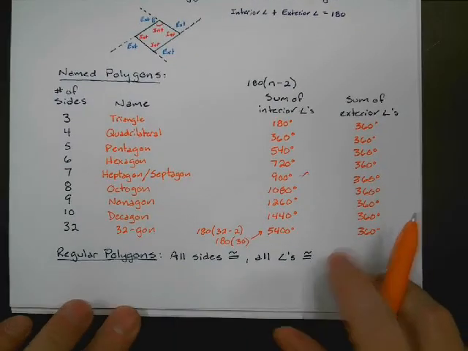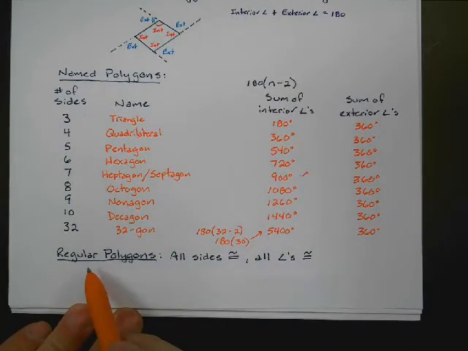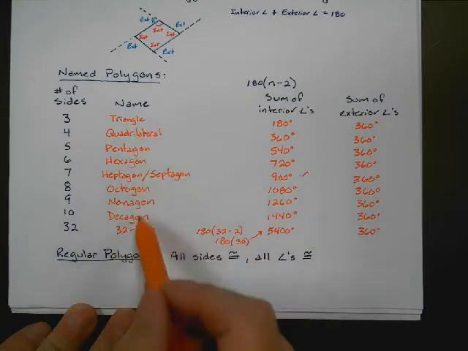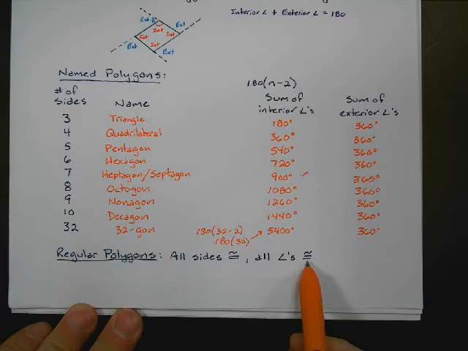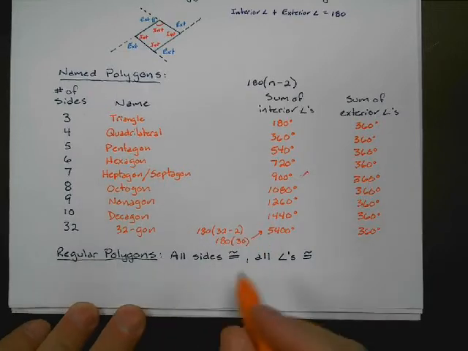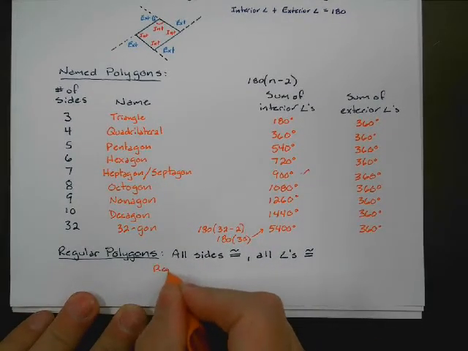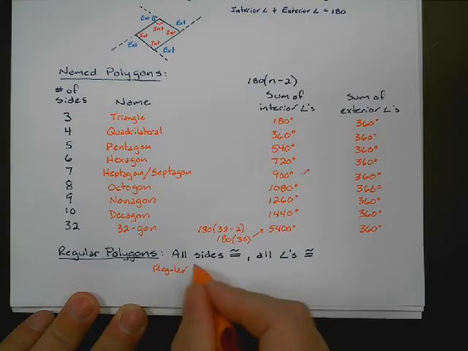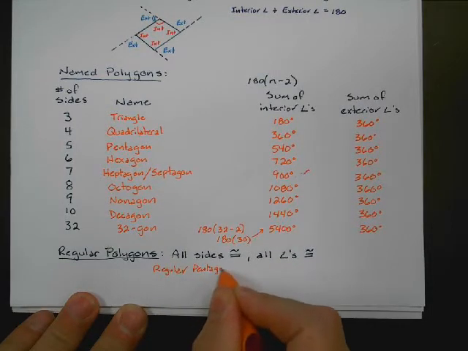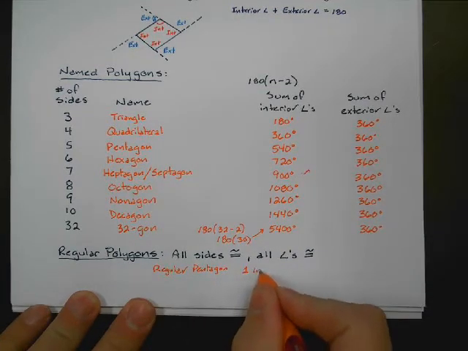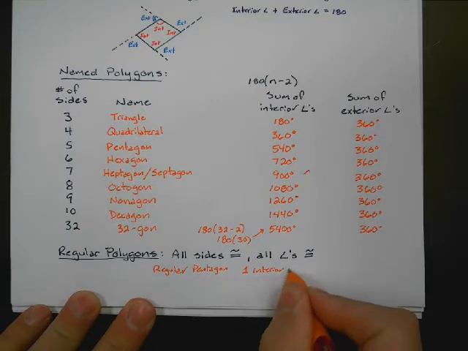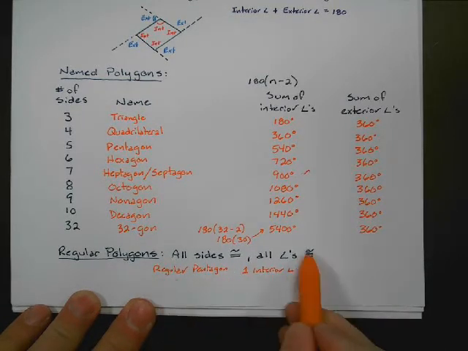All right, sometimes we're going to see polygons that we call regular. So a regular polygon would just be one of these polygons where all the sides are the same measurement, so they're congruent, and all the angles are the same measurement, so they're congruent. So if I had a regular pentagon and I wanted to find out one interior angle, if it's regular, all the angles are the same.